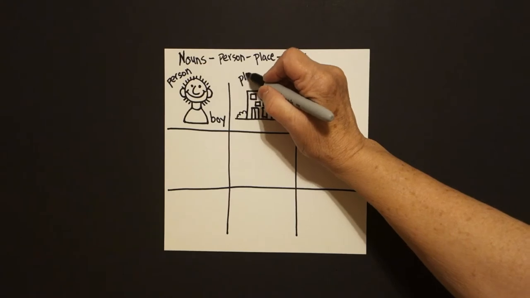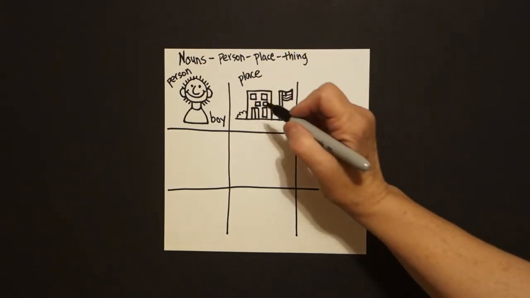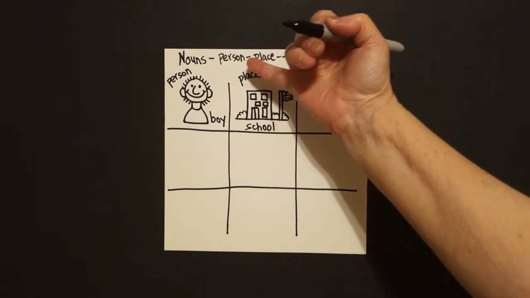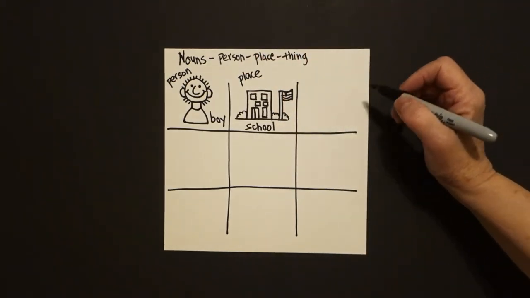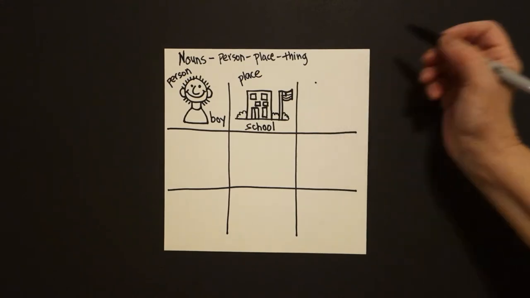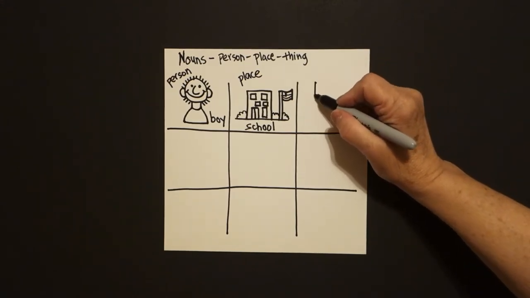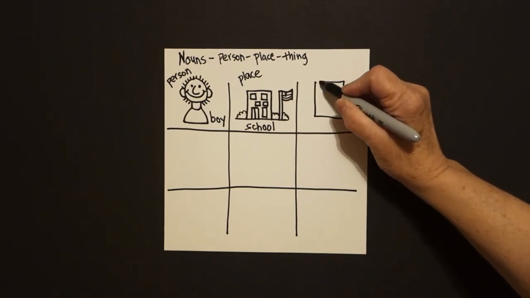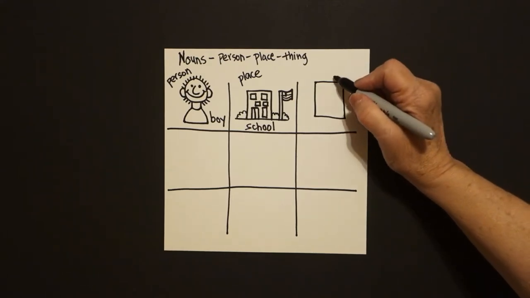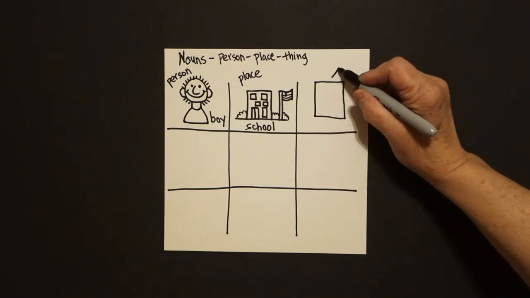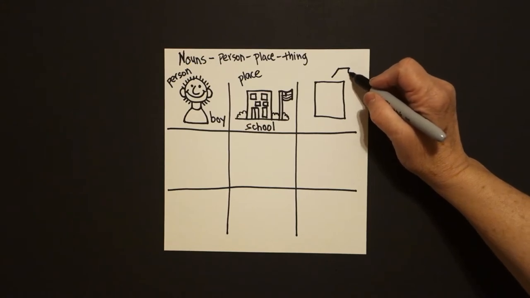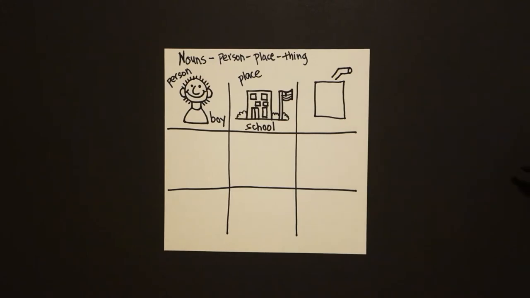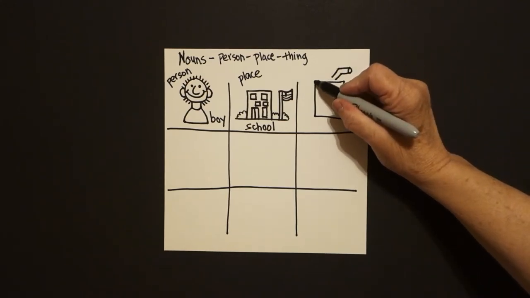This is a place, and the noun is school. Remember, it's a person, place, and now we're going to do a thing. Starting right here, let's put a dot, straight line down, straight line over, straight line up, straight line, connect. Right about here, we're just going to draw a straight diagonal, straight line, little flat oval, straight line, straight diagonal. Leave it floating.